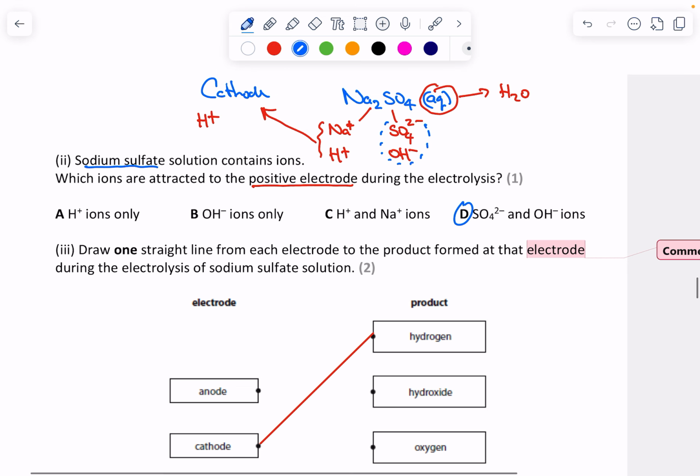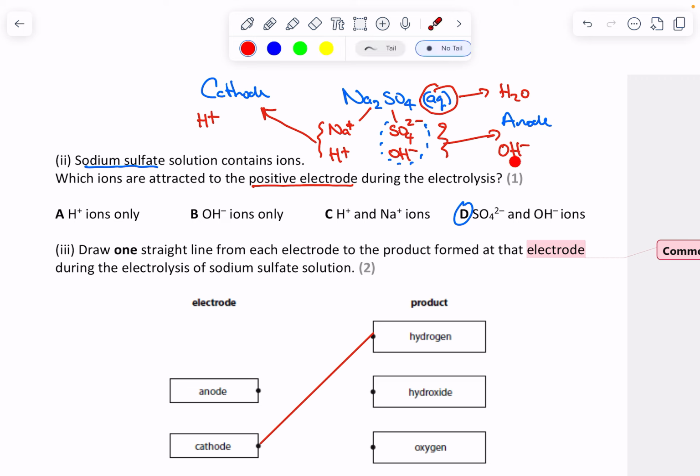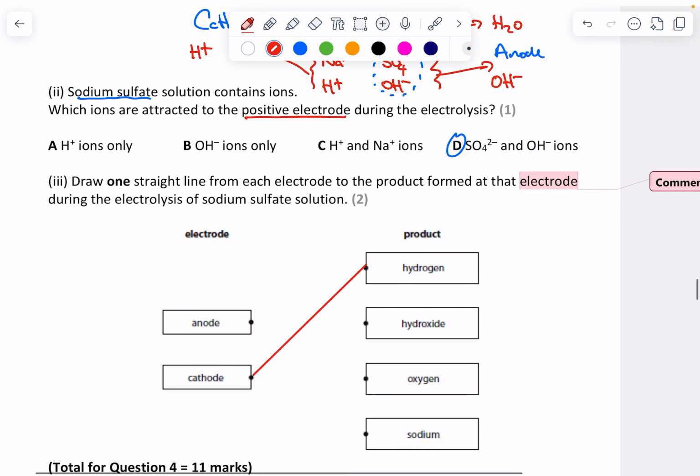And then at the anode over here, we will have these 2 going that way. But the one to react first is the simplest one. And the simplest one in this case is the hydroxide, because it's got 2 parts, whereas the sulfate's got 1 part, and then phosphate's got 5 parts. And if you react a hydroxide ion, you form oxygen. So the anode, we would start to get oxygen being formed, and there's 1 mark for each of those.